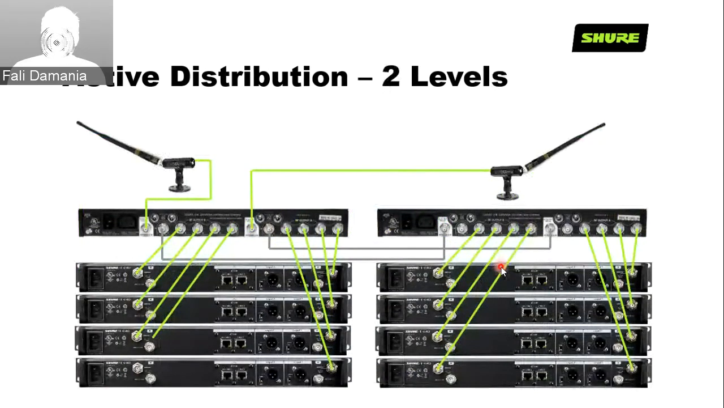In this diagram, you can actually see that we are using two distribution systems, one here and one here, to provide a signal to multiple ULXD devices. So you actually see that the antennas are connected only to this one device. We use the cascade out from here and here to go into the input of the second device. And now the second device gives RF signal to all these. The first device gives RF signal to all these. So this is a two-level active distribution system.